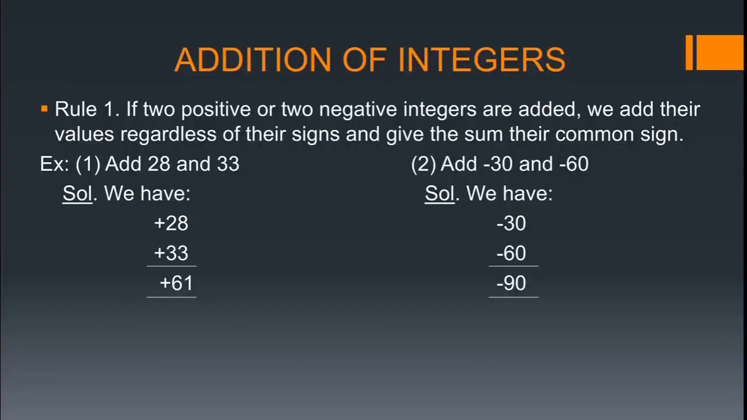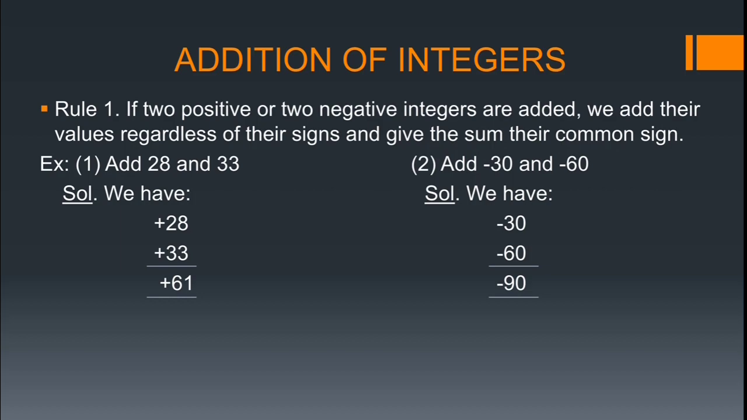Now students, we will see certain rules for adding two given integers. Rule 1 is that if two positive or two negative integers are added, then we add their values regardless of their signs and give the sum their common sign. It means that if we are given two positive or two negative integers, then we have to add just their numerical values, and the sum, meaning the resultant of the two numbers after addition, has the same sign as the given numbers have.